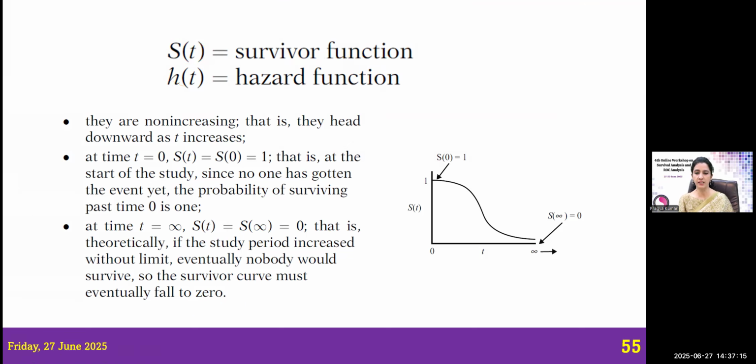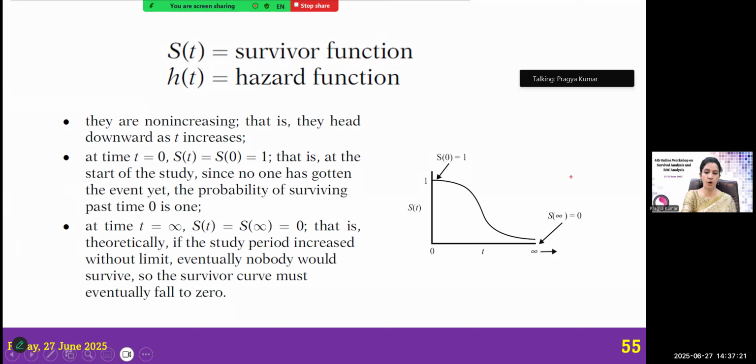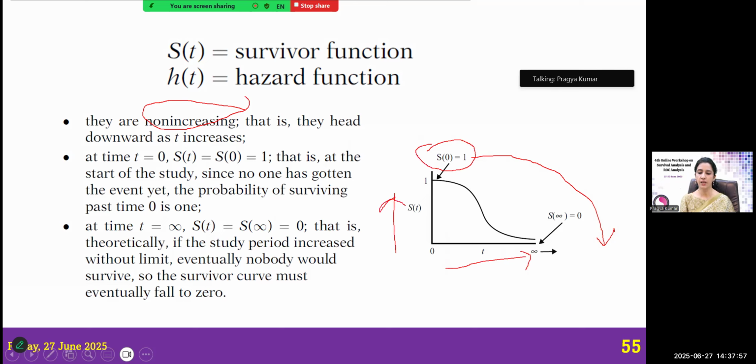So now what are the characteristics of the survival curve? We always say that they are non-increasing. Non-increasing means that they will always go down. Whatever event you describe, whether the event is a positive one or a negative one, with time the curve will go down. That means they head downwards as t increases. And what is the other property of this survival function, S(t)? There is an x-axis and a y-axis. On the x-axis you can see that it is time, and on the y-axis it is the survival function.